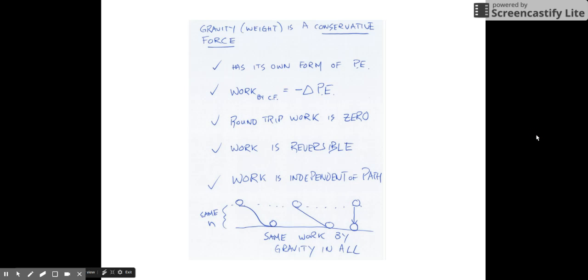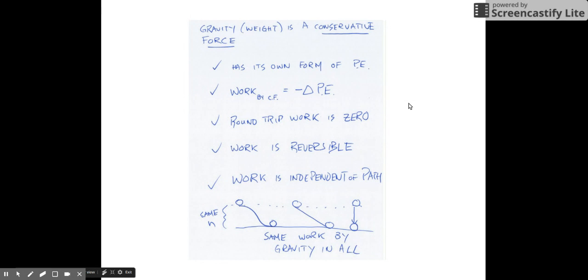So first of all, let's review. We talked about gravity as being a conservative force. And we said that that's true because gravity has its own form of potential energy, known as gravitational potential energy. The work that gravity does will cause a very specific change in that potential energy, and that's given by this expression right here. The work by a conservative force is equal to a negative change of the potential energy.